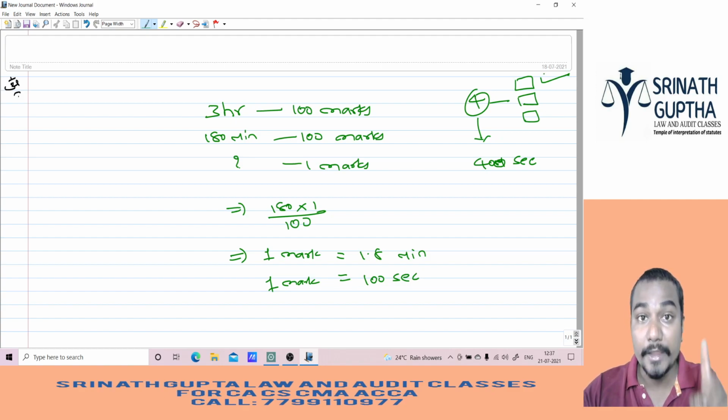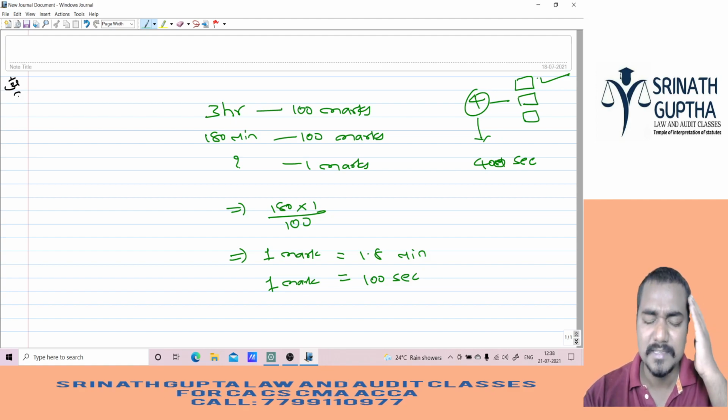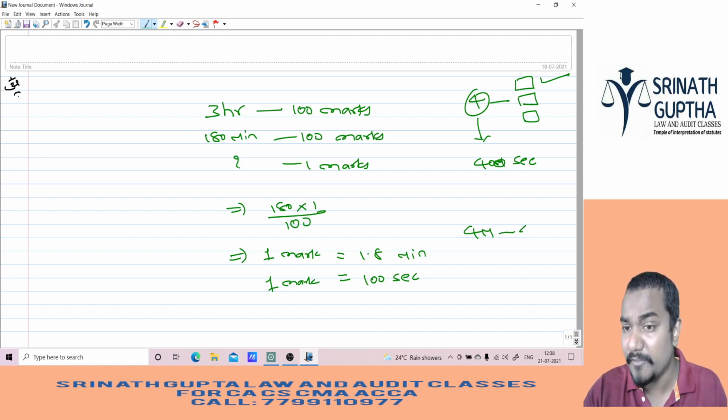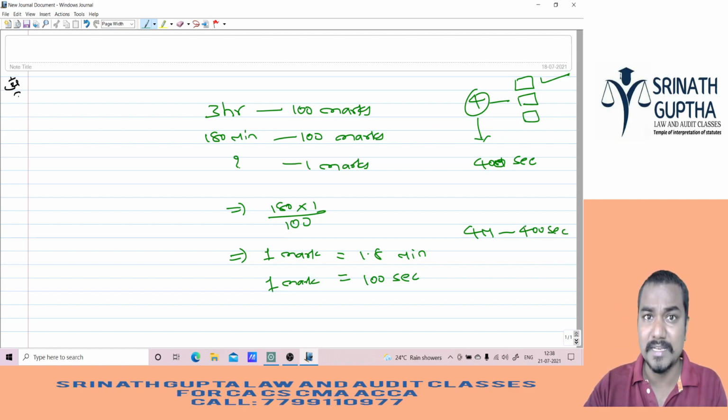That's why use the first 15 minutes to understand the question and frame the answer in your mind. Write down the answer in the question paper with pencil if possible, otherwise store it in your mind. Because 4 marks is for the question and you have only 400 seconds. If you spend more time reading the question, when will you write the answer? Time will not be sufficient. So remember, for 1 mark, on average, there are 100 seconds.